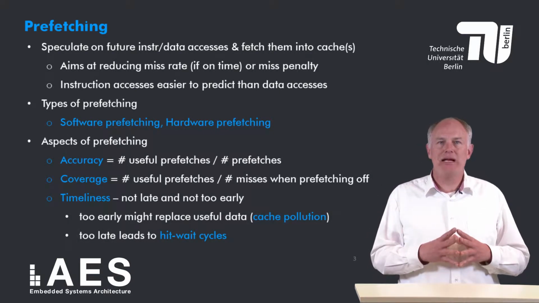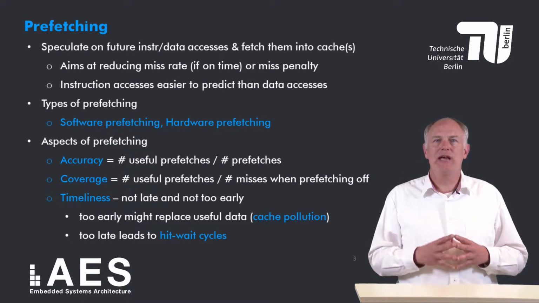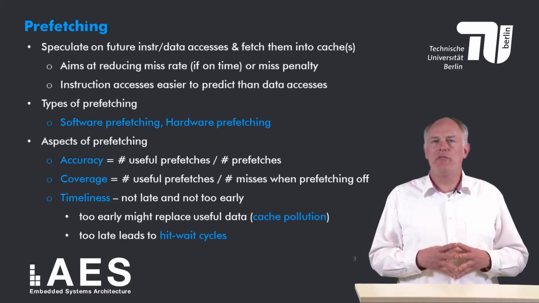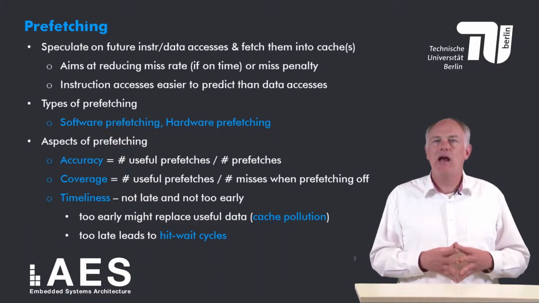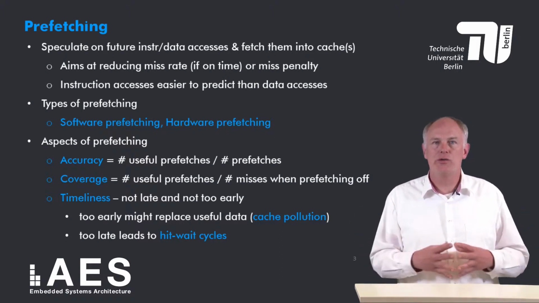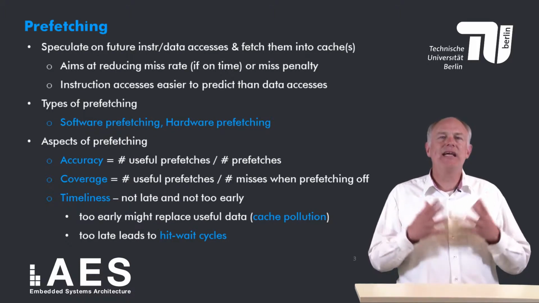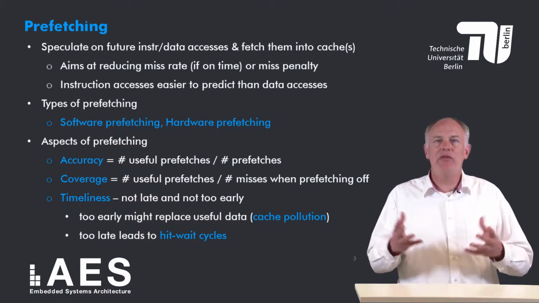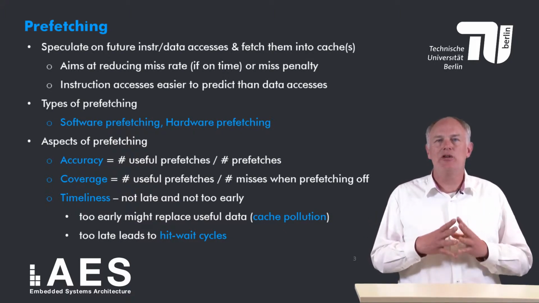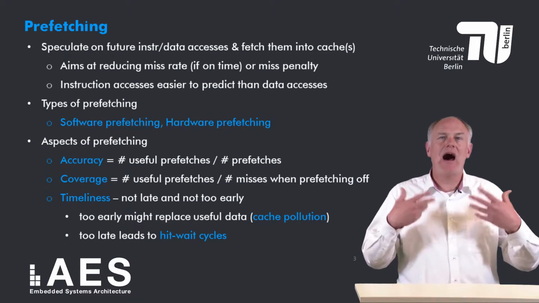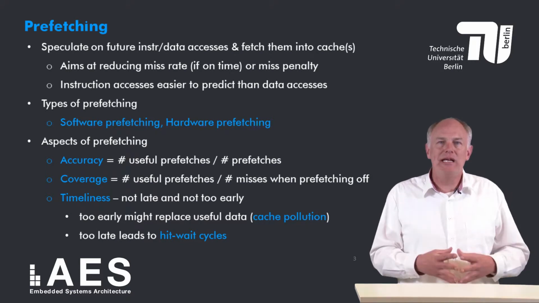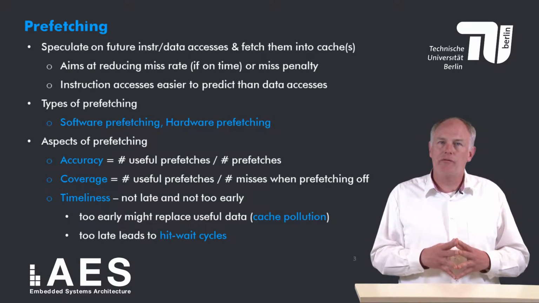Prefetching has several aspects. The first is accuracy, defined as the number of useful prefetches divided by the total number of prefetches. A useful prefetch is one that fetches code or data that is used later and not unused. The second aspect is coverage, defined as the number of useful prefetches divided by the number of cache misses when prefetching is turned off. A prefetcher can have a high accuracy by not deciding to prefetch unless it is absolutely certain, but then it will have a low coverage.